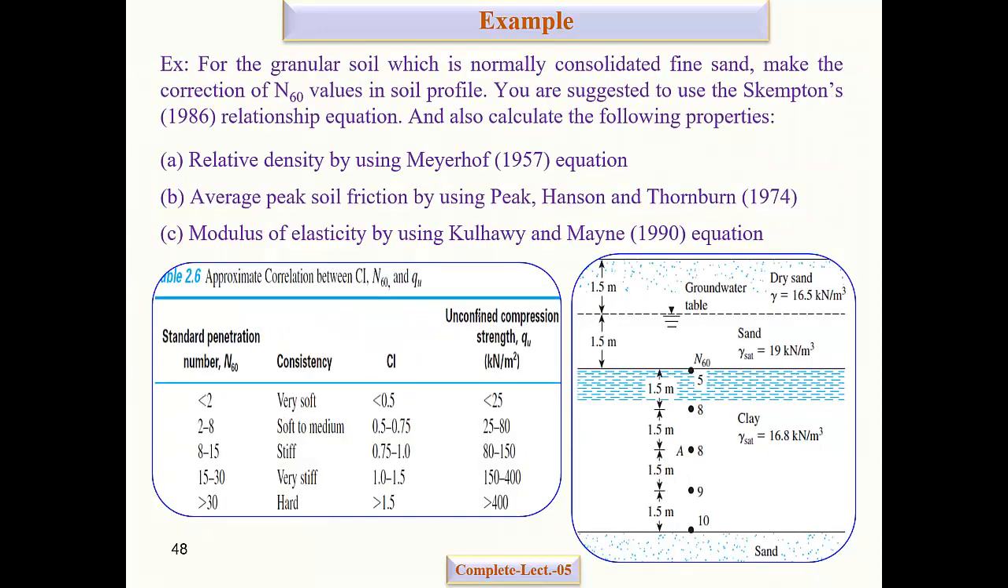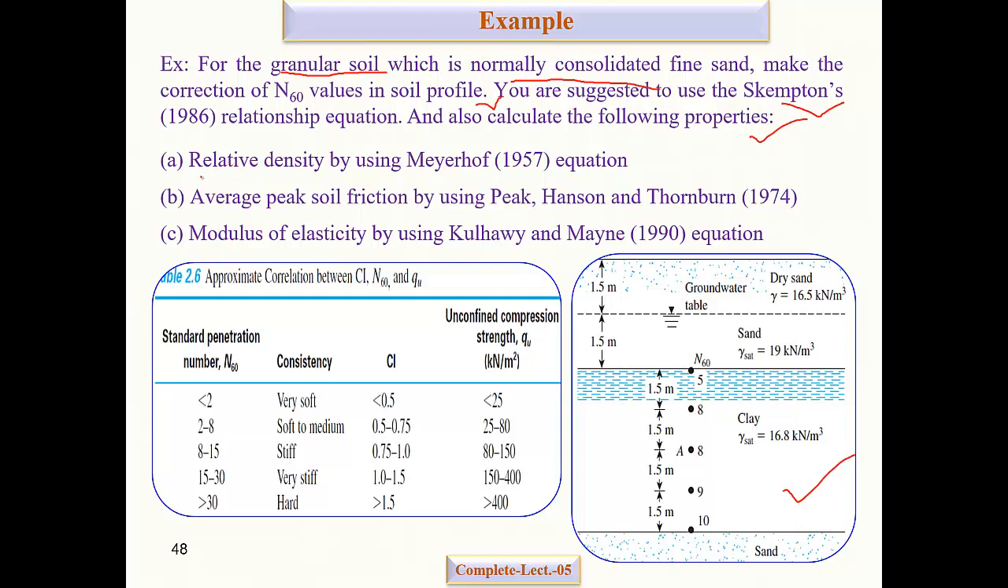Similarly, I added another example also. If I say for granular soil, have a look, keep in mind the type of the soil always. Normally consolidated granular soil, fine sand. Make the correlation of the N60 value in the soil profile. I give the same soil profile, maybe I will change it or not, it's up to me. You're suggested to use Skempton's formula. I already mentioned what formulas you need to use. And calculate the following properties.